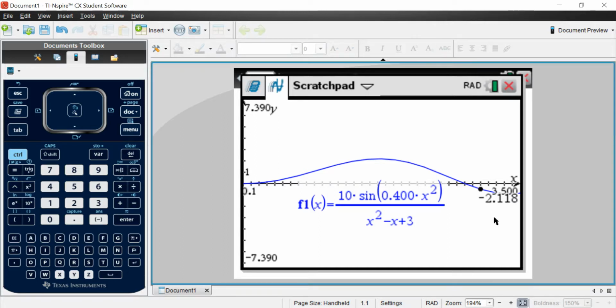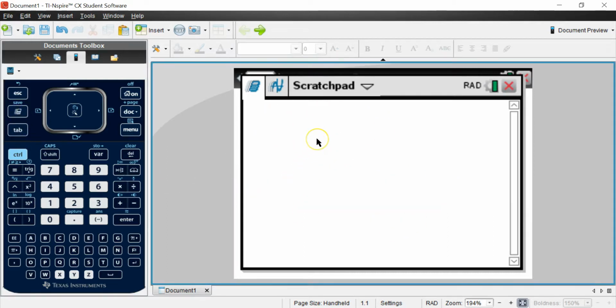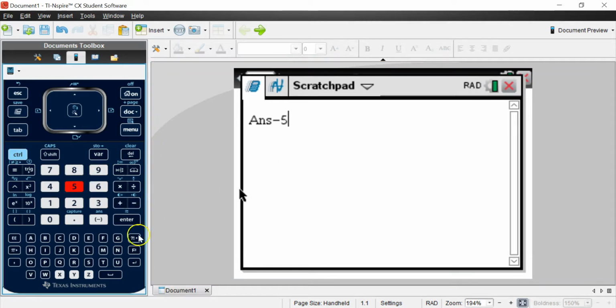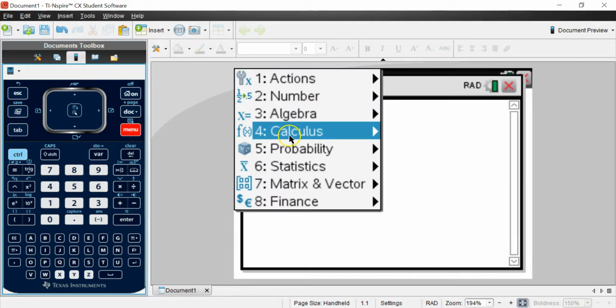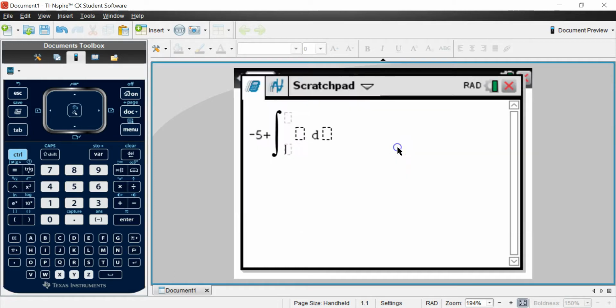Now that we're back with the calculator, I want to do the calculation not on the graph screen, but I want to switch over to the calculate screen. I'm going to start with -5, and I'm going to add on to it the value of the integral. In order to do that on the calculate screen, we do menu, calculus, numerical integral, and now we just fill in the spots.